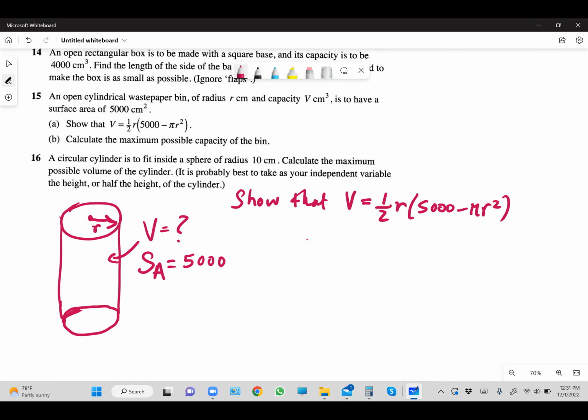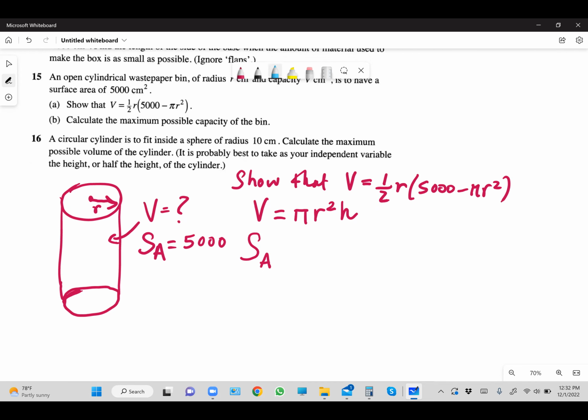This is like the cheap problem, but let me sort you out. Do you know what the volume of a cylinder is? What's the formula? Pi R squared times the height. Now, do you know the surface area of this open cylinder? I don't have it memorized, but I will tell you this.